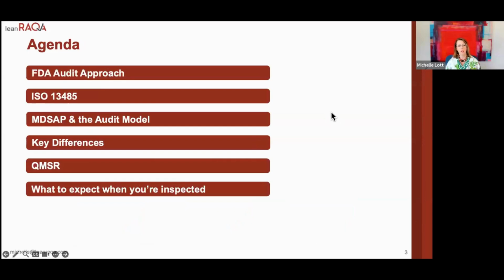So today we're going to touch on the FDA audit approach, ISO 13485, MDSAP, and the audit model. We'll talk about key differences between them all, and then we're going to roll that up into looking into the crystal ball about what you might expect with the QMSR, and then what to expect when you're inspected, which no matter which audit methodology you're going through, these are just good audit management practices.